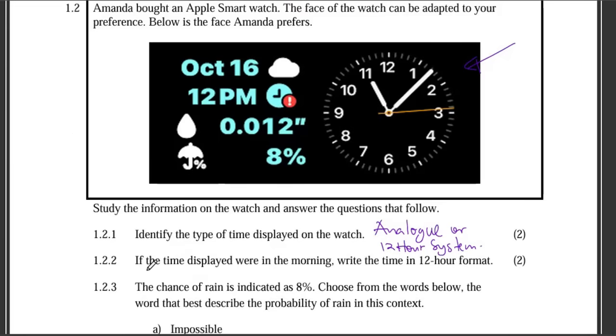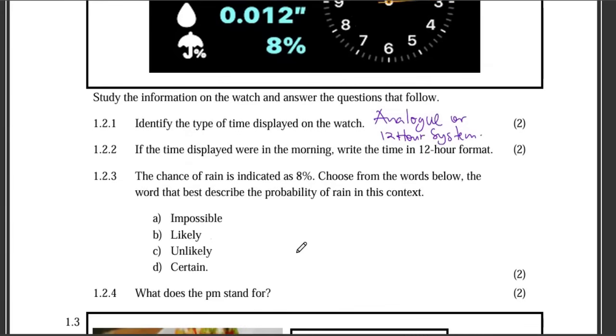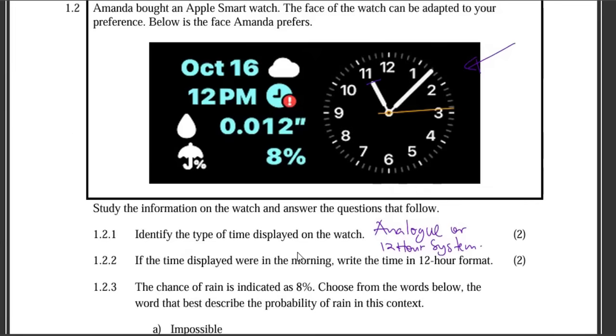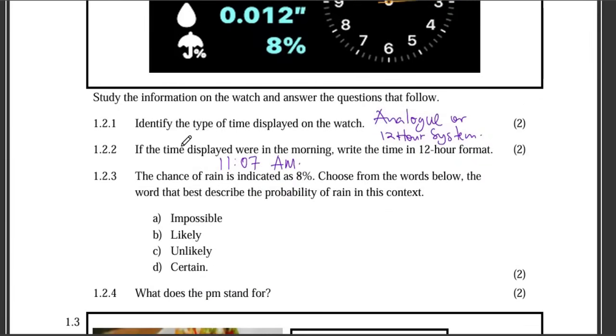Okay. If the time displayed were in the morning, write the time in 12-hour format. So when we look at this, the small one is for the hours, and these are minutes. Very well, it's 11. Then the minutes, how many are they? From here up to there, these are 5. So 6 and 7. So sorry, 7 minutes past 11. Don't forget in the morning, say AM. Don't forget that.